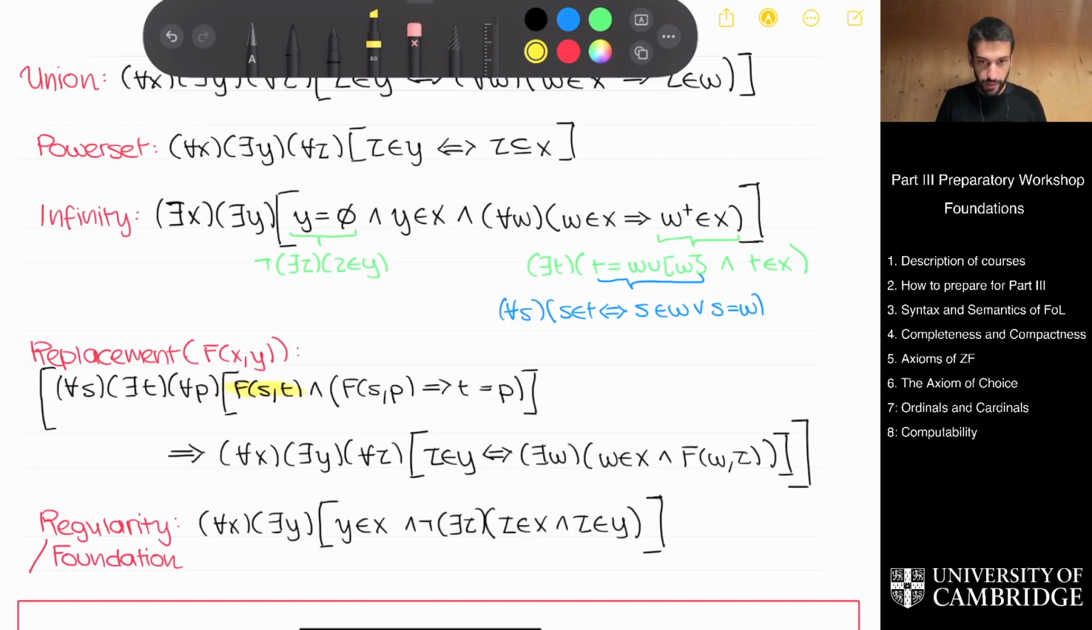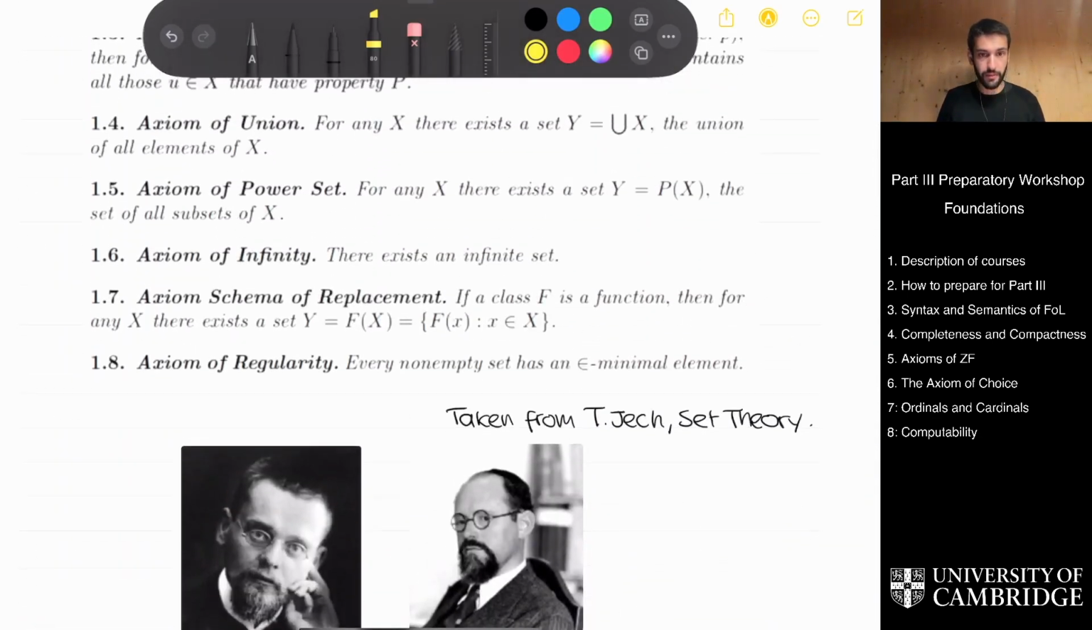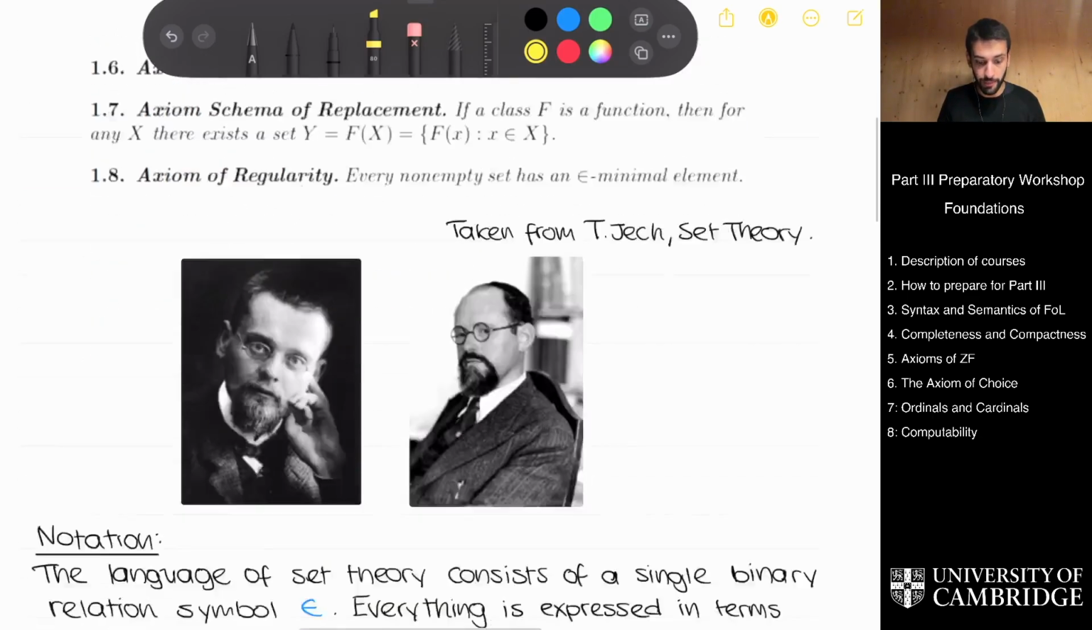Right, so assuming that f is my class function, now I want to form the image of any set under f. And how do we do that? We say that for all x, there exists a set y. I want to say that this is its image under f. How do I do that? I say that for all z, z is in y if and only if there is some w in x such that phi of wz holds. And this precisely implies that y is going to be the image of x under f.